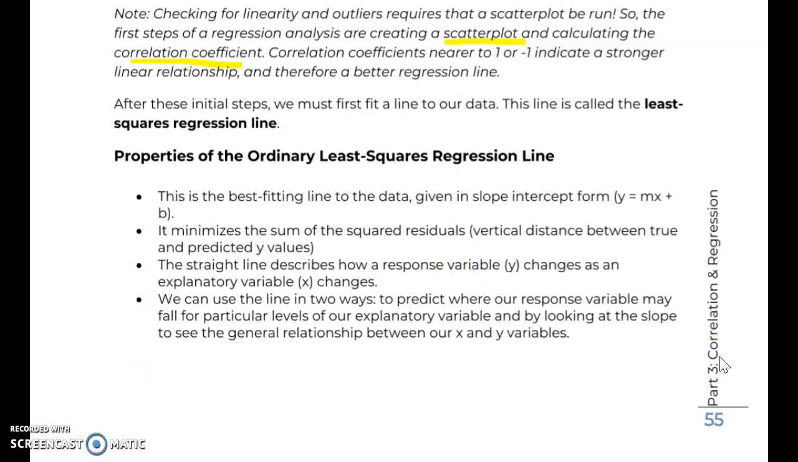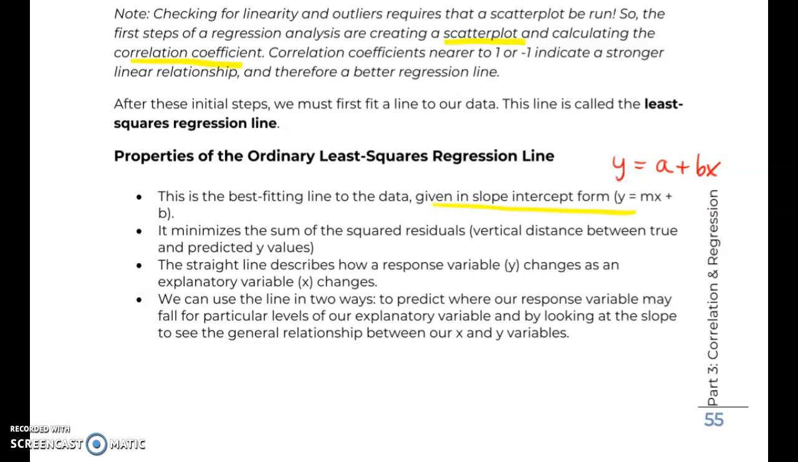So the properties of our least squares regression line are the following. First of all, we're going to give our regression equation in slope-intercept form. And in algebra, that's usually mx plus b. Over here, we are actually going to give it as a plus bx, so in reversed order. This line minimizes the sum of the squared residuals.